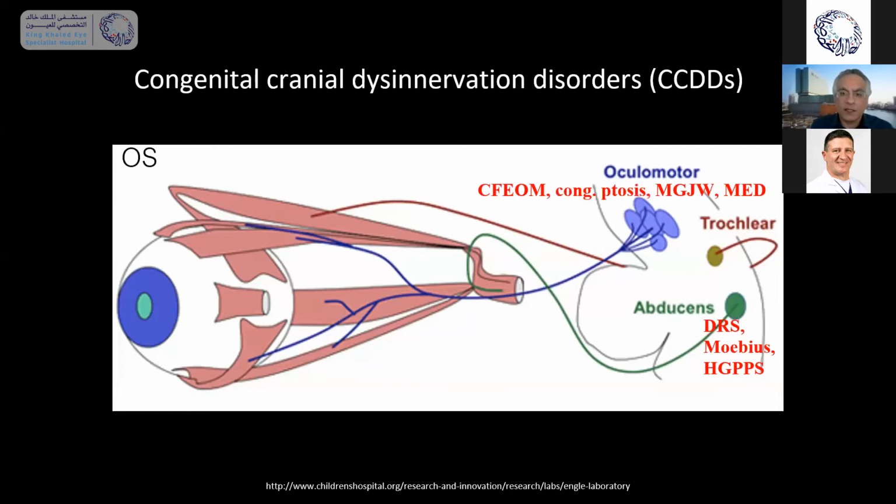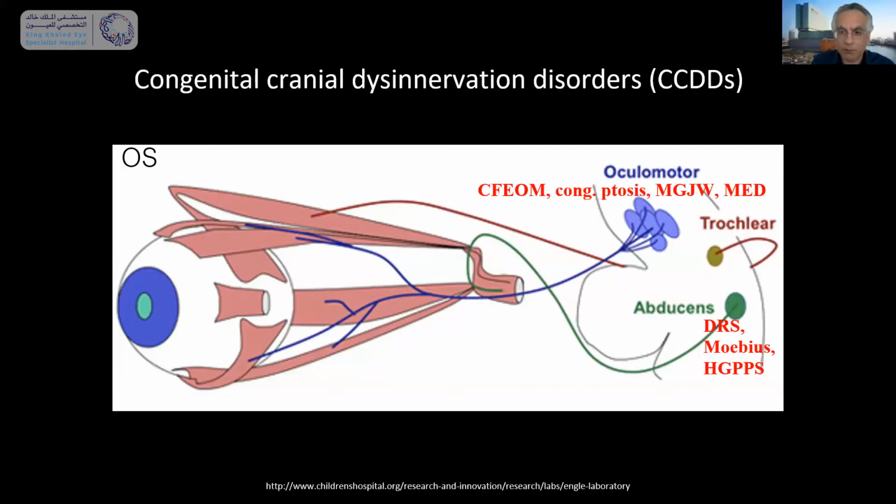Similarly, congenital fibrosis of the extraocular muscles, congenital ptosis, Marcus Gunn jaw winking, even monocular elevation deficiency. We can think of these conditions as dysinnervation from the oculomotor nucleus. Congenital fibrosis of the extraocular muscles was named such because it was thought the muscles are fibrotic. It used to be thought to be a primary fibrosis of the muscles, but we now know the fibrosis is secondary to dysinnervation. And congenital ptosis, maybe some of us don't think of that as a CCDD, but it is one.